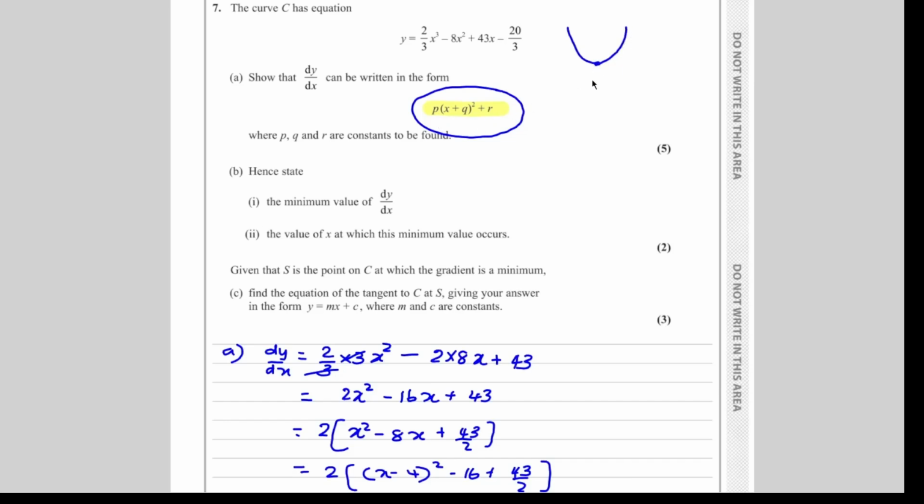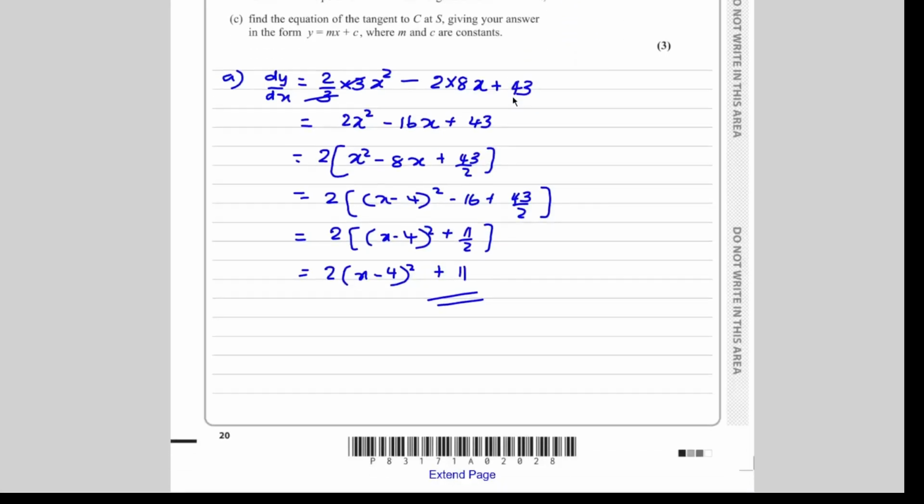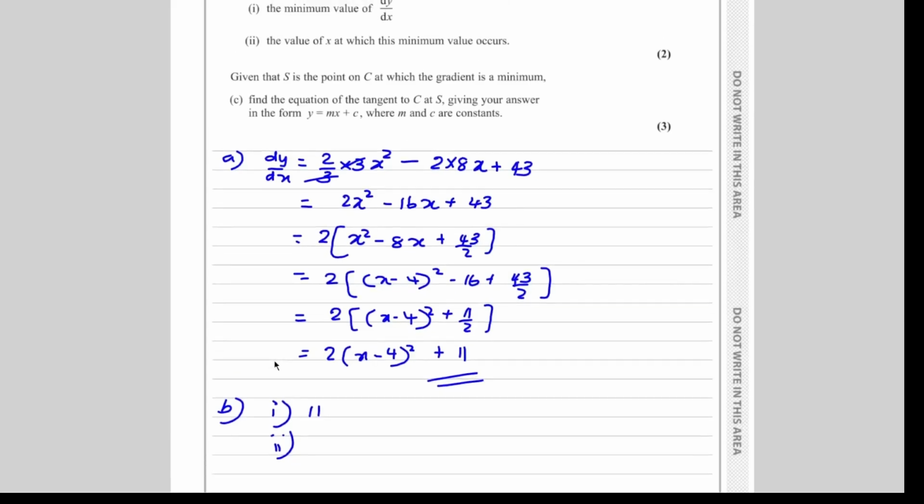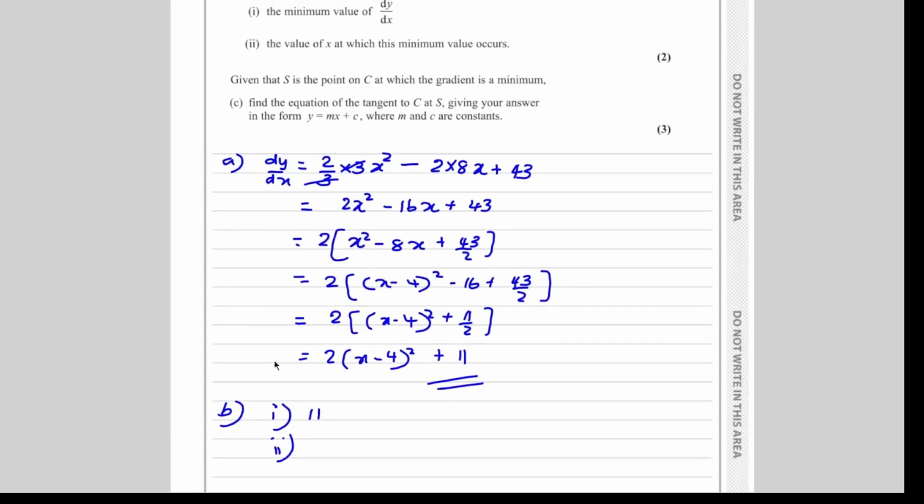So if you are having here, this is the y value, minus q is the x value, r is the y value. So by using this one, we can get the minimum value. So depending on this curve, part B, first part, the minimum y value is 11. Part 2, the value of x at which this minimum value occurs, this one, x equals what?